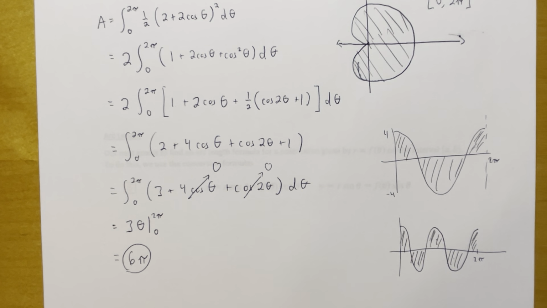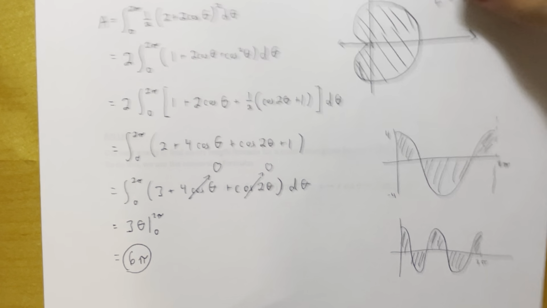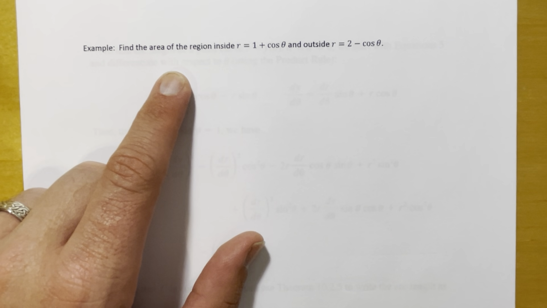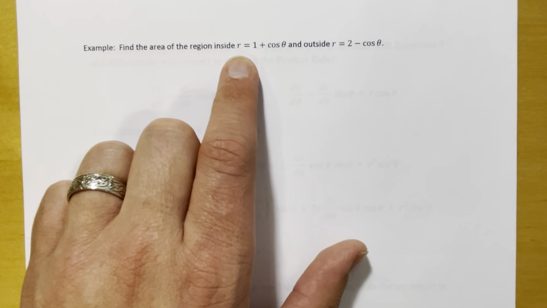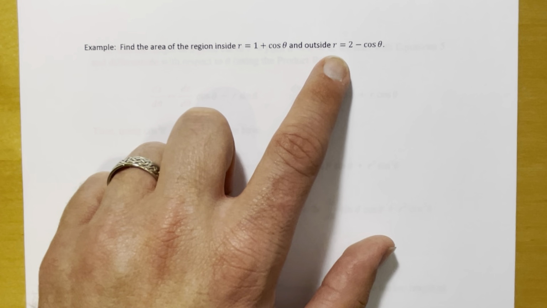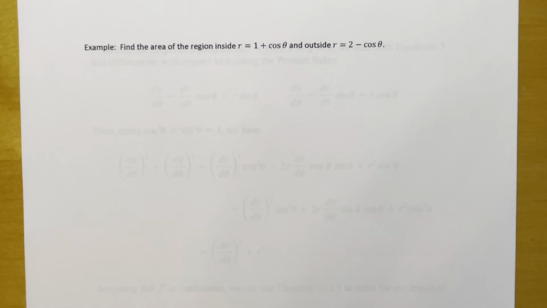All right. Not bad, right? That's not bad. Okay. Let's move on to another example. This one is harder to do. So I want to find the area of the region inside r equals 1 plus cosine of theta, but outside r equals 2 minus cosine of theta.